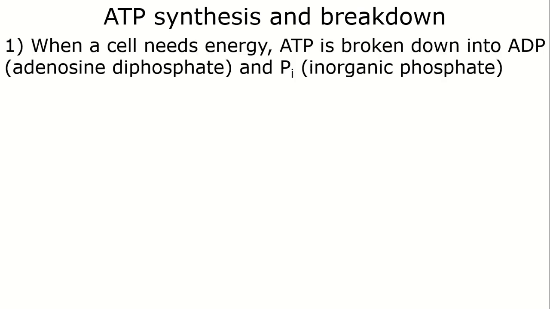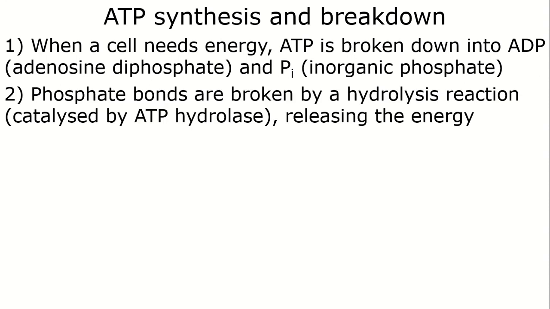Let's now have a look at ATP synthesis and breakdown. When a cell needs energy, ATP will diffuse to the part of the cell that requires the energy, and it will be broken down into ADP, which is adenosine diphosphate, meaning it only has 2 phosphate groups, and Pi, which is an inorganic phosphate. So this is our 3rd phosphate, the one that is cleaved off, that goes on to form an inorganic phosphate.